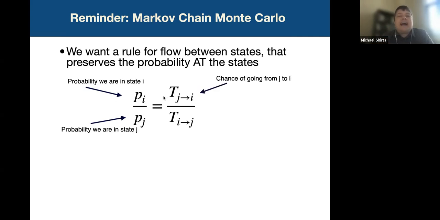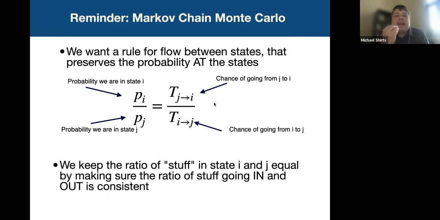And so what we want is to make sure that this ratio is equal to this ratio, where T of J to I is the chance of going from J to I, over T of I to J, the chance of going from I to J. So the basic idea is we want to keep the ratio of stuff. You can think of the probability as like some fluid. We want to keep the ratio of the stuff in state I and state J equal by making sure that the ratio of stuff going in and out is consistent with that.